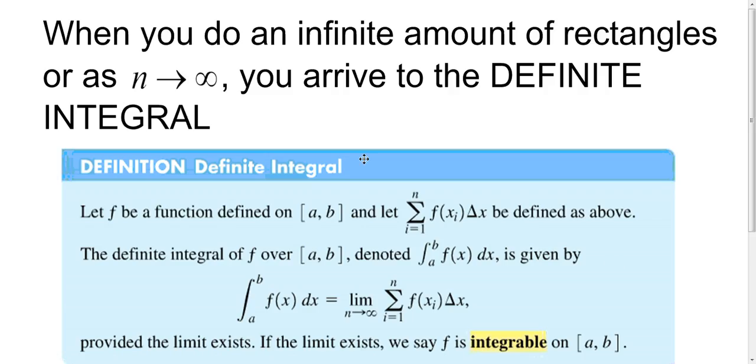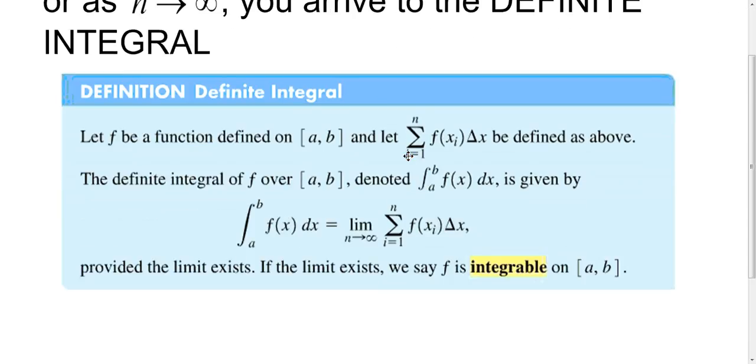Okay, just in case you don't remember, when you start to do more and more and more rectangles and the number of rectangles starts to approach infinity, then you arrive at what's called a definite integral, okay?